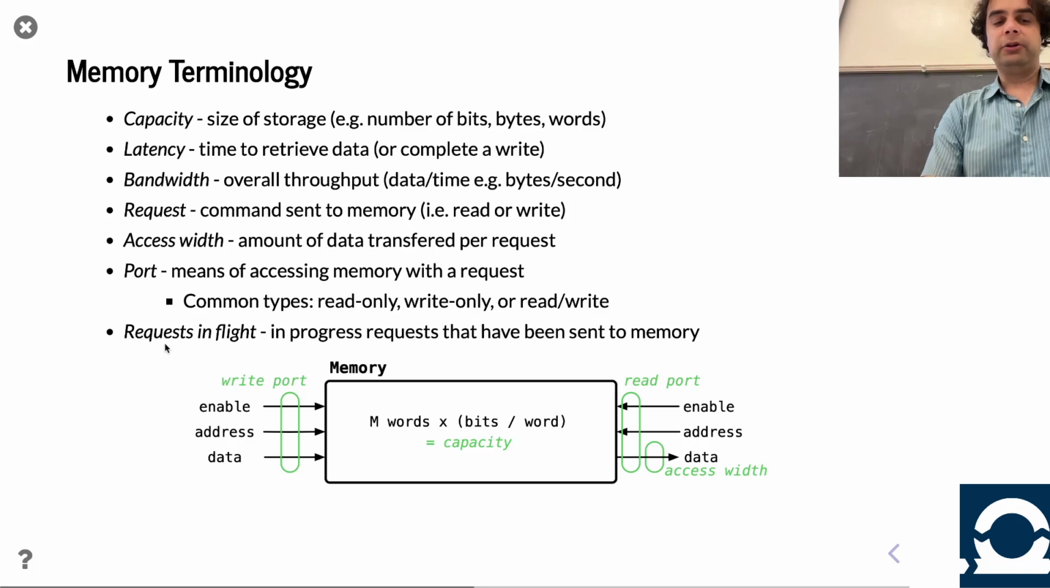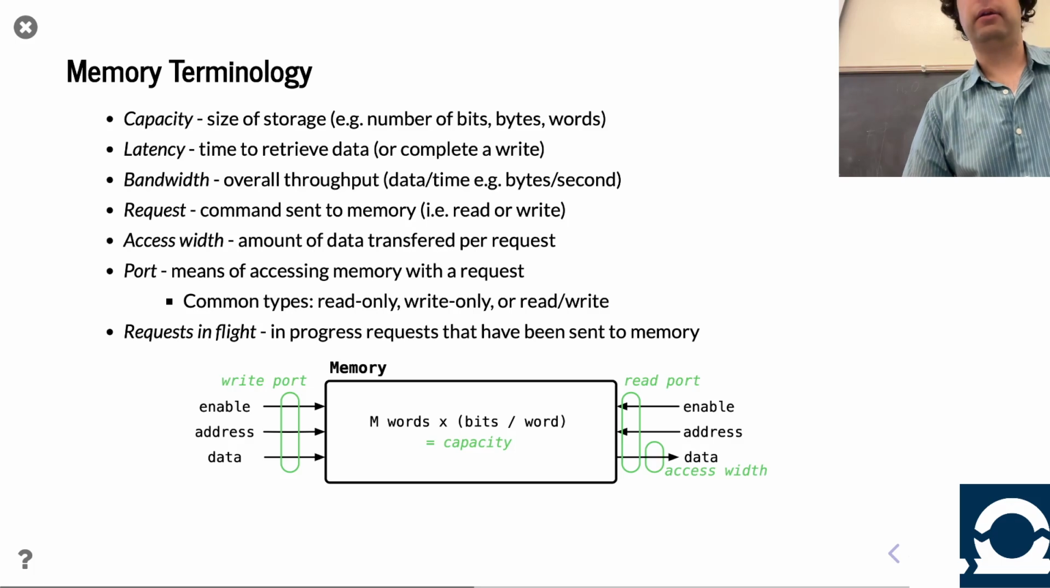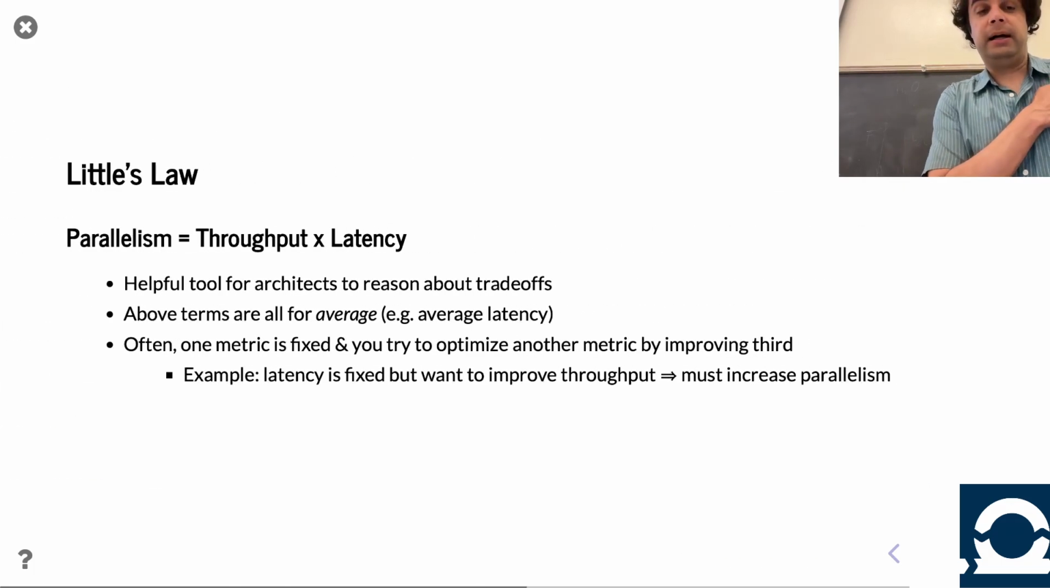And then, of course, there's another term, requests in flight, which is if you have a significant amount of latency, you may want to have multiple requests in progress at the same time. So I have request A, request B. And yeah, the memory has to be able to differentiate those two requests. Cool. Questions? Okay.